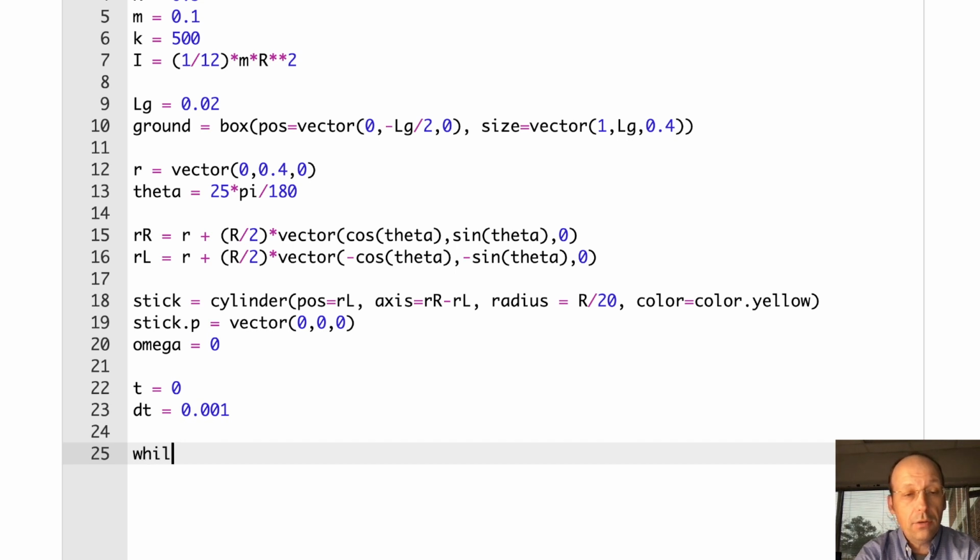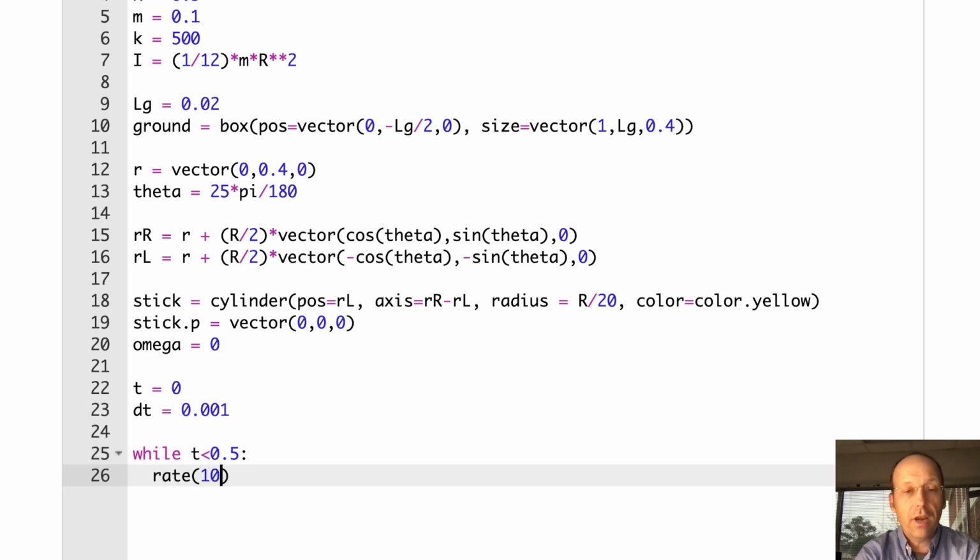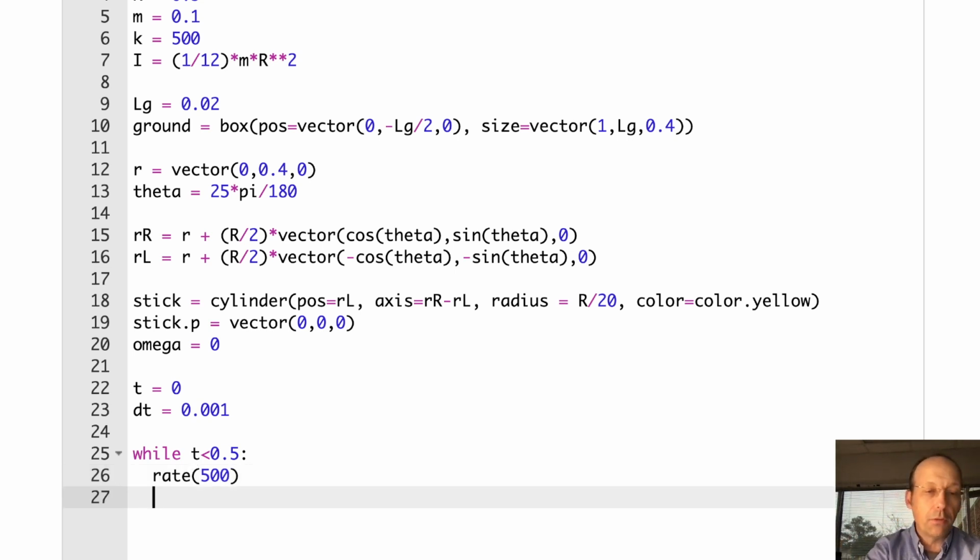So while t is less than, let's say, 0.5 seconds, rate 500. So I'm going to put the rate at 500. That's going to make it fall in half speed, since a rate of 1,000 would be full time speed, but it's only half a second. So I'm going to make it run in slow motion.